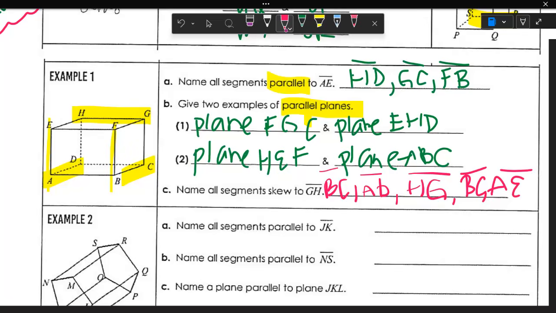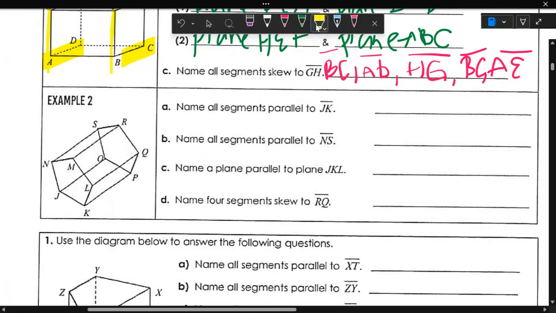All right, example two. Name all segments parallel to JK. Where's JK? Right here. So parallel would be the other side, which is just OP. Name all segments parallel to NS. NS. Perfect. So parallel lines could be MR, LQ, KP, and JO.